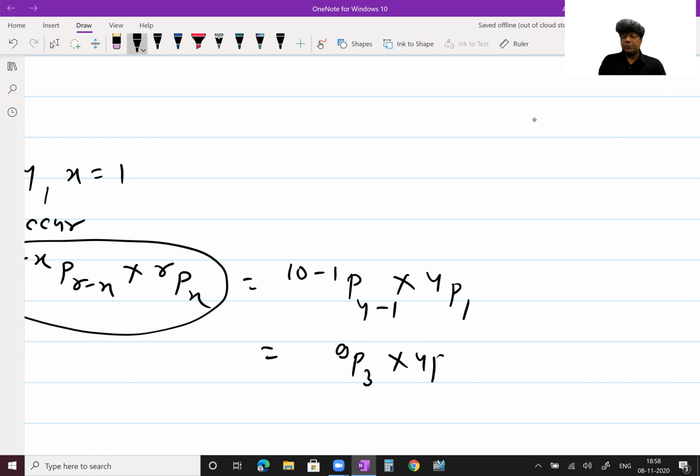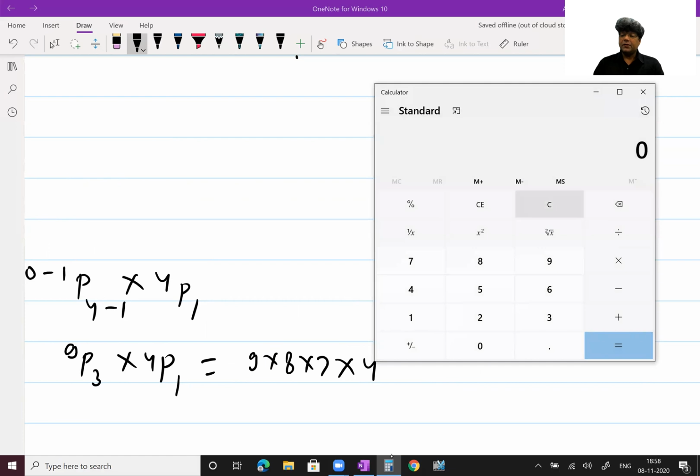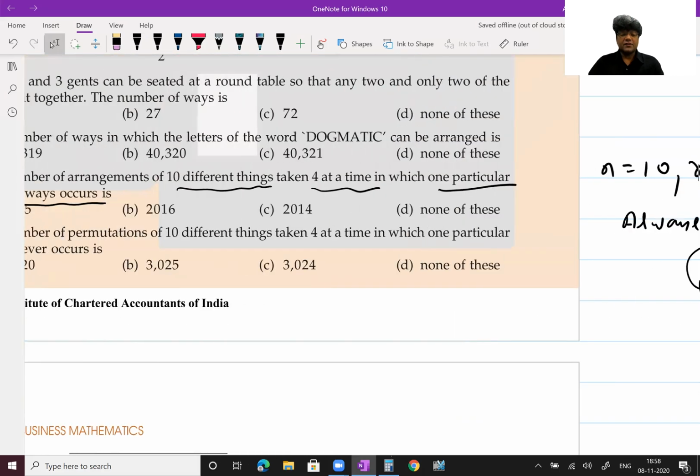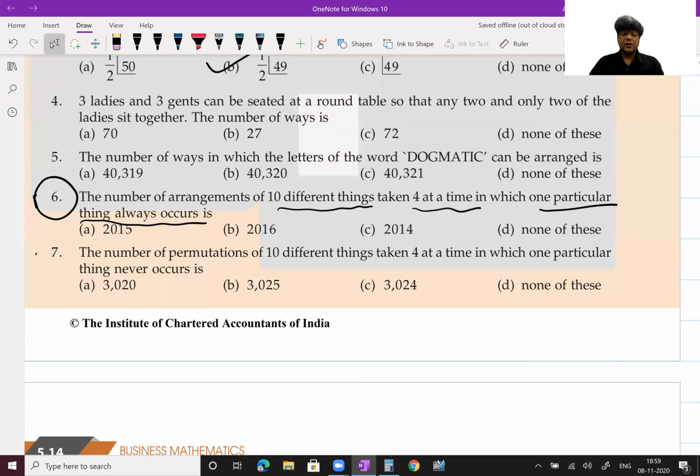9P3 into 4P1. 9P3 means, guys, 9 into 8 into 7, and 4P1 means 4. So it will be 9 into 8 into 7 into 4, which is 2016. Which option has 2016? Option B, guys.